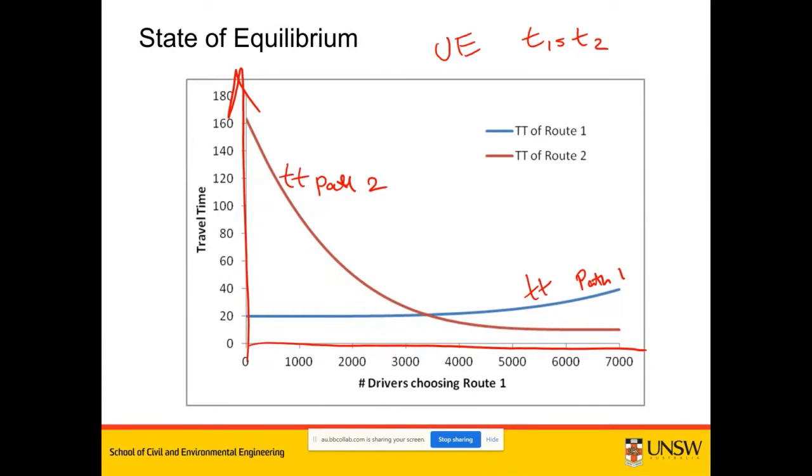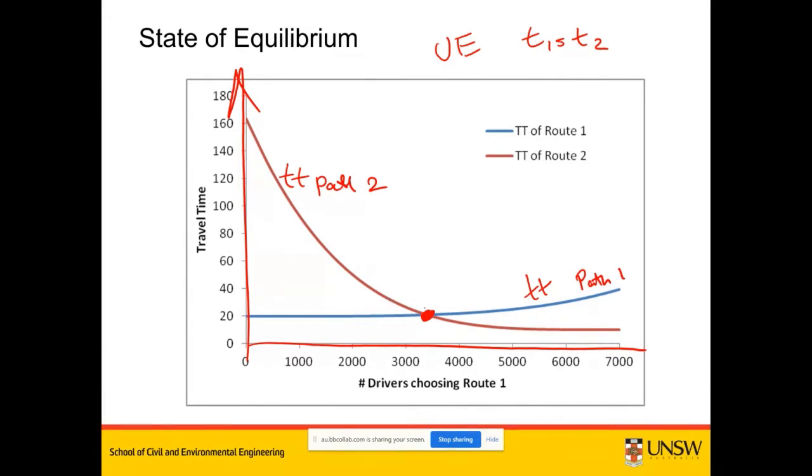What does it mean graphically? Graphically, it means these two equations must intersect each other, right? And that is another way of thinking about equilibrium: if I find the point where those two path travel times intersect, that intersection point gives me the user equilibrium volumes.